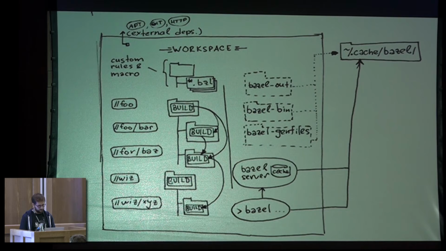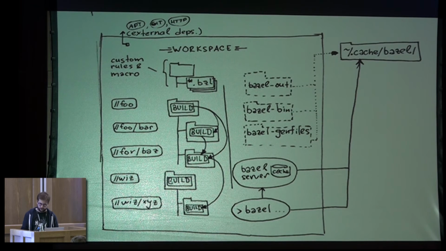There is another thing here called custom rules and macros. These are called BZL files. This is actually Skylark code that declares some custom logic, some macros that are used by the build files in the middle. On the left here, starting with double slashes, are what are called labels. Labels are used pretty much like an import statement in Python, to identify a certain package. For example, //foo/bar would identify a certain package within your workspace.